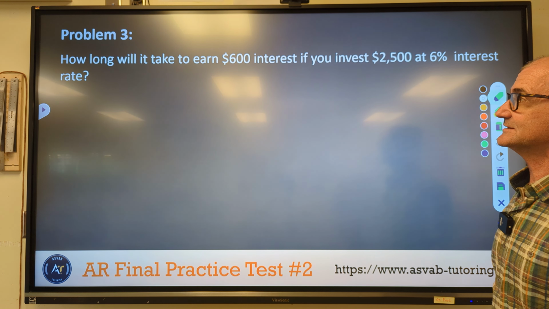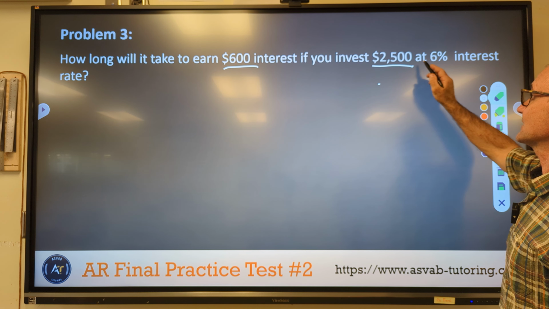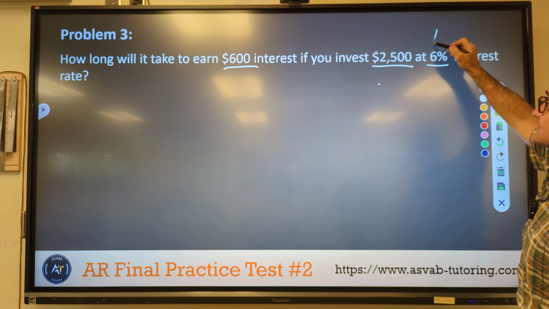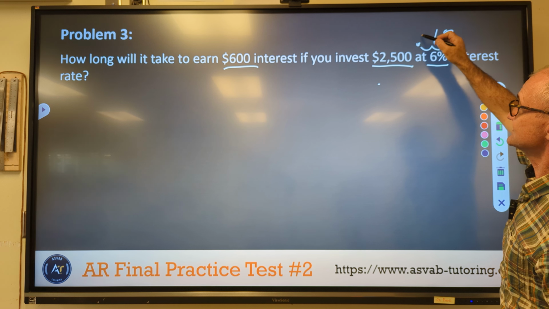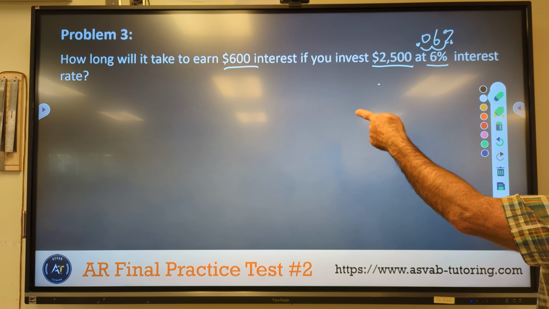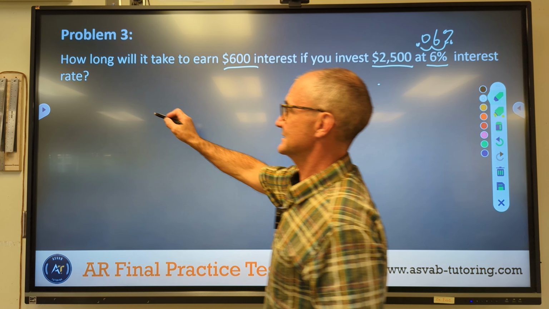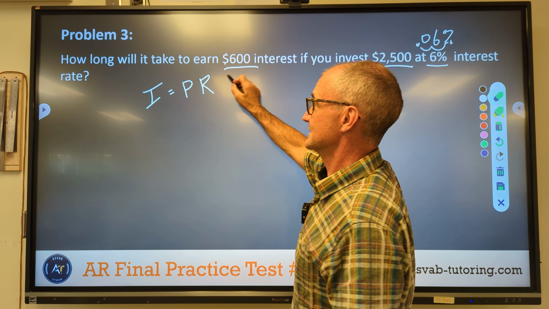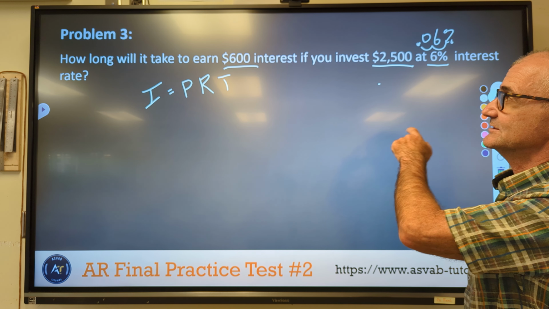Number 3, how long will it take to earn $600 interest if you invest $2,500 at 6% interest? So this is 6%. Think of this as an arrow going over 1, 2 to give me 0.06. I'm looking for time to earn $600 in interest. My equation is interest is equal to principal times the rate times the time. That's simple interest.